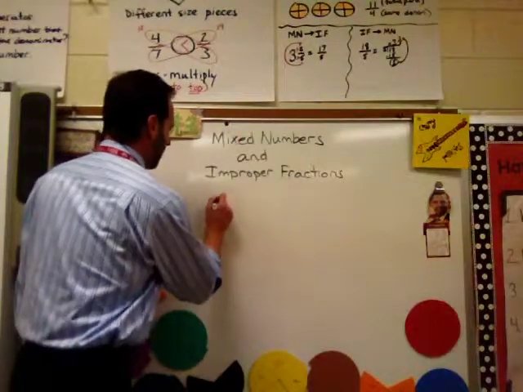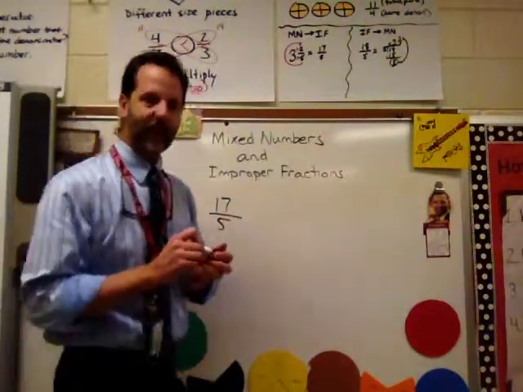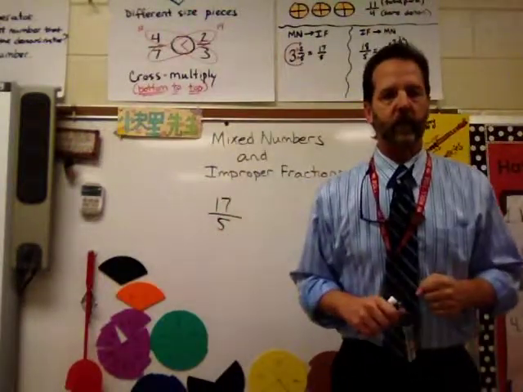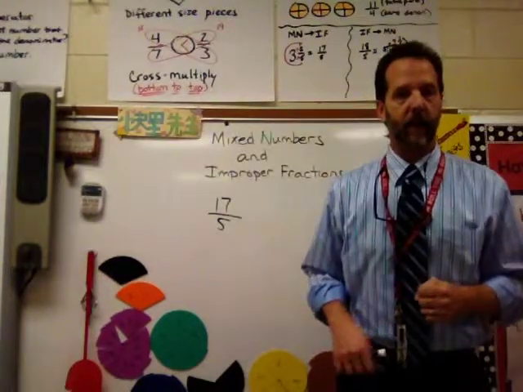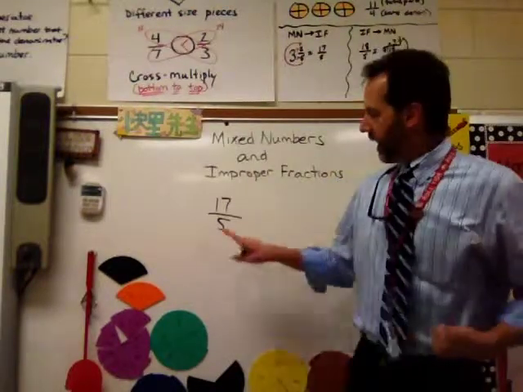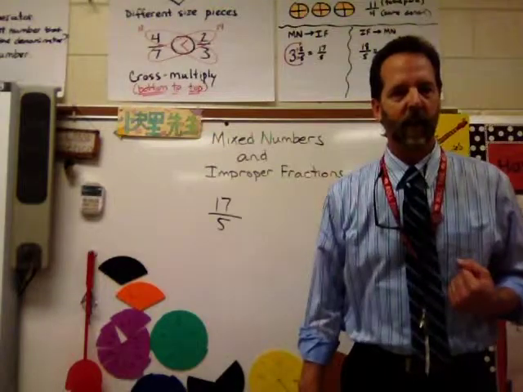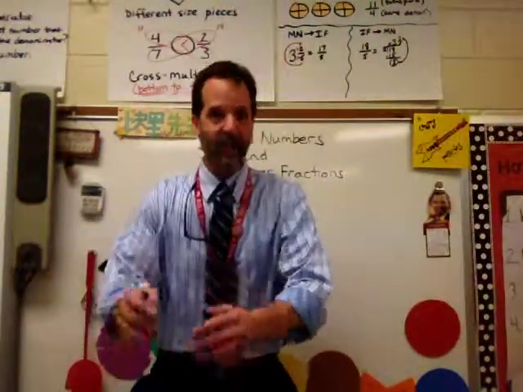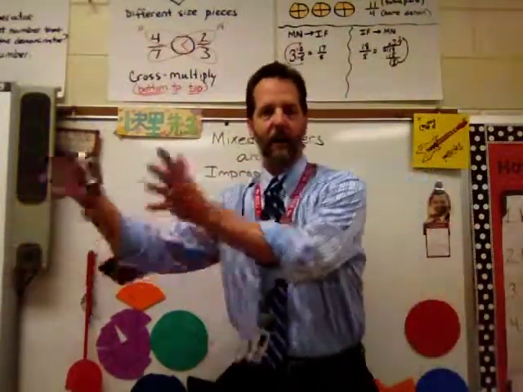Let's say we had 17 fifths. Every one of my figures is going to have to be in how many parts? 5. Everyone's going to be in 5s. So think, if you're counting by 5s, how many whole ones would you be able to take out of 17? 5, 10, 15, 20. Oh, no, 20 is too big. So we did 5, 10, 15.